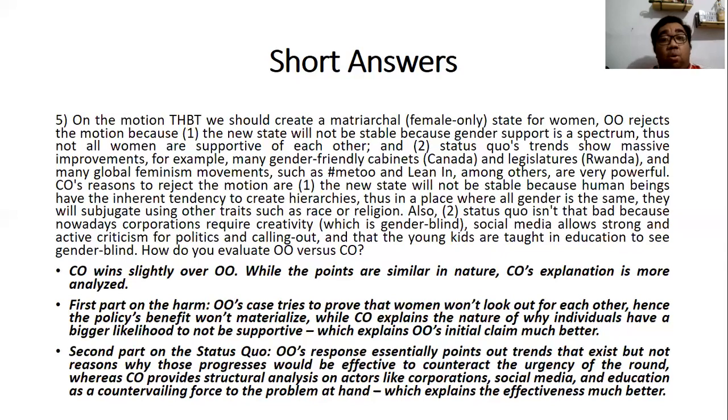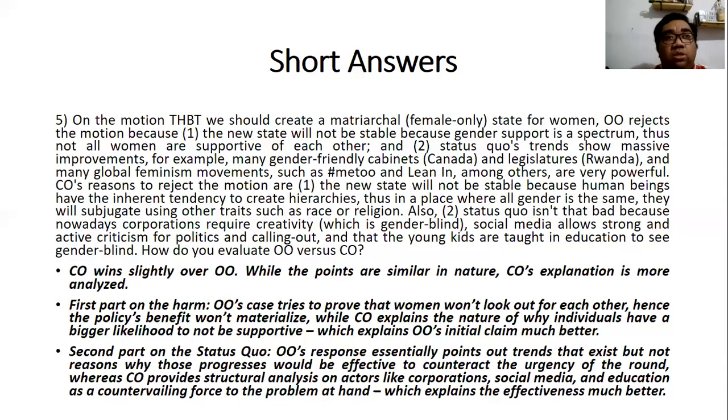How do you evaluate OO versus EO? So the answer that the adjudication core has is that we believe that closing opposition wins slightly over opening opposition. And this is an important case study on when you have a closing team that had points that is similar in nature and premise with what the opening opposition talked about.